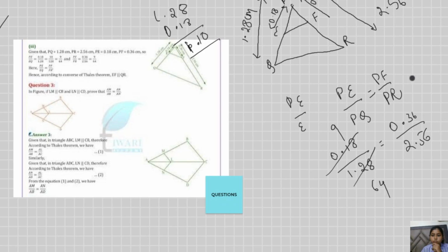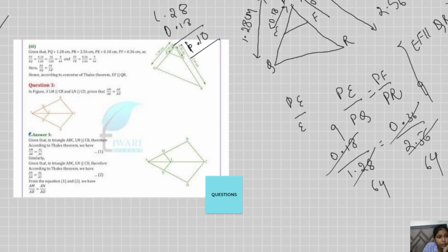Similarly, 4 9s are 36 and 4 6 are 24, 4 4s are 16. So both of them are equal. Since this is equal, by the converse of BPT, or we can say by the Thales theorem, EF is parallel to QR. I hope that's clear to you. Very basic question. Similarly, the next one, in this particular question, we are given two things.